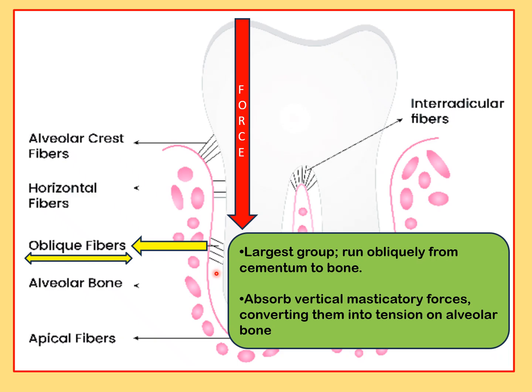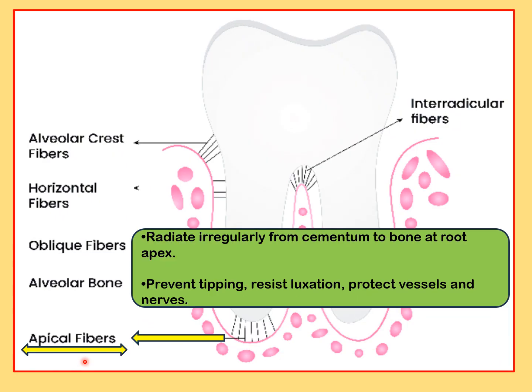So coming to the next principal fiber, that is the oblique fibers. These are the largest group of principal fibers in the PDL. They run obliquely from the cementum upward toward the alveolar bone. The main function is to absorb the vertical forces that occur during chewing and convert them into tension on the alveolar bone, which helps to protect the tooth and its supporting structures.